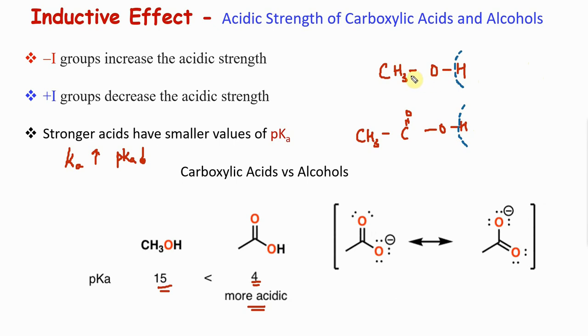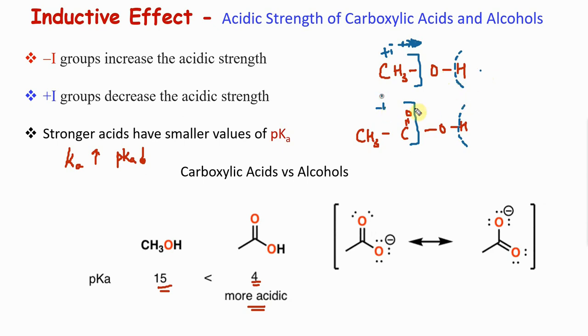Now what is the effect of this group? We are going to classify that. This group is a plus I group. Correct? Plus I means it gives electrons. If it gives electrons to oxygen, then oxygen does not need electrons from hydrogen. So this is not going to leave the hydrogen easily, and hence this is not going to be a great acid.